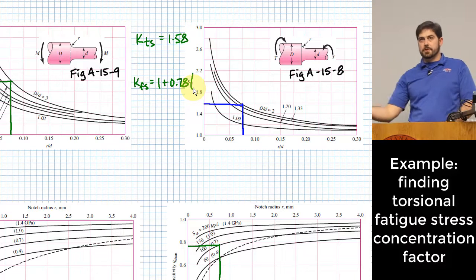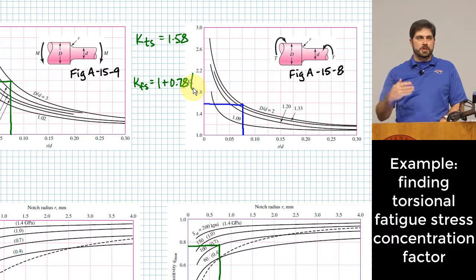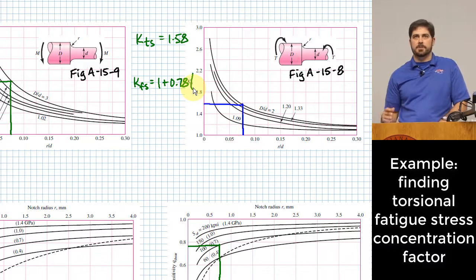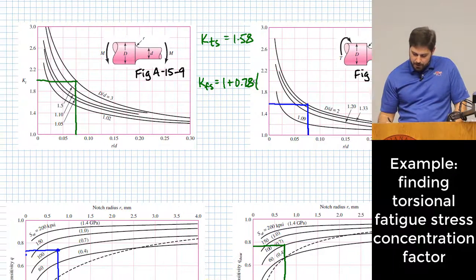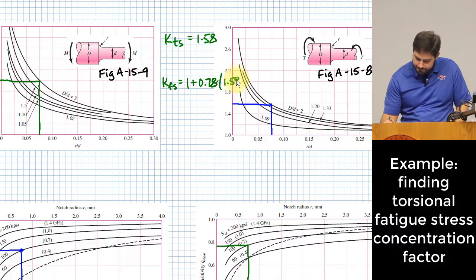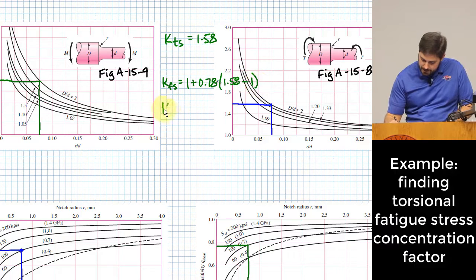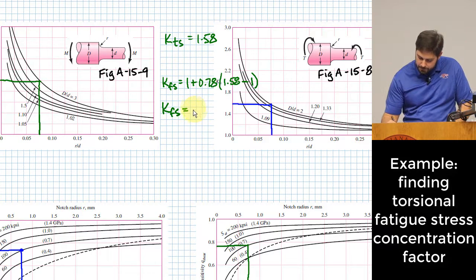Correct. One is for shearing stress, one is for normal stress, right? And they sometimes go back and forth between calling it torsion or shearing. Sometimes the notation's not always the same. All right, so we've got that, and then what do we put in here? We put in K sub t, which is 1.58, minus 1. And so K sub fs is going to be equal to 1.452.